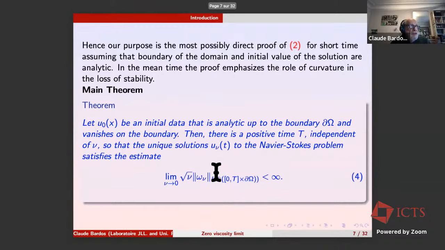So this is the goal of the rest of my talk, to tell you how one can prove that, and how it is related, mildly related, to this question of curvature of the boundary. Okay, you are with me? I can check, but I hope so.